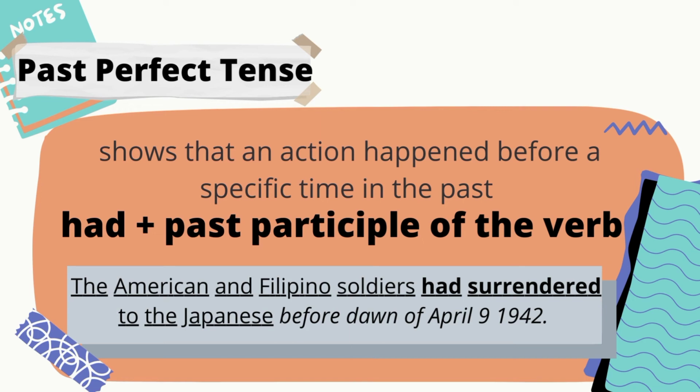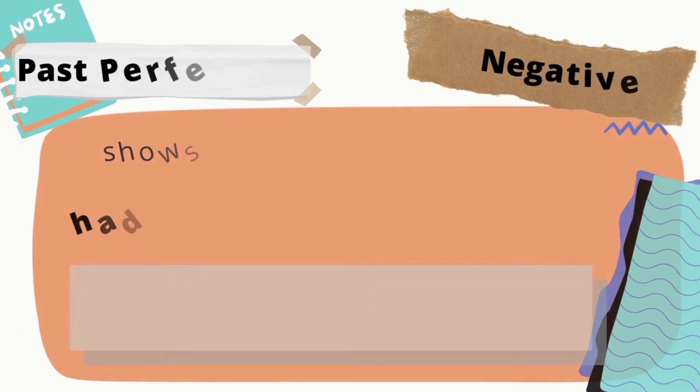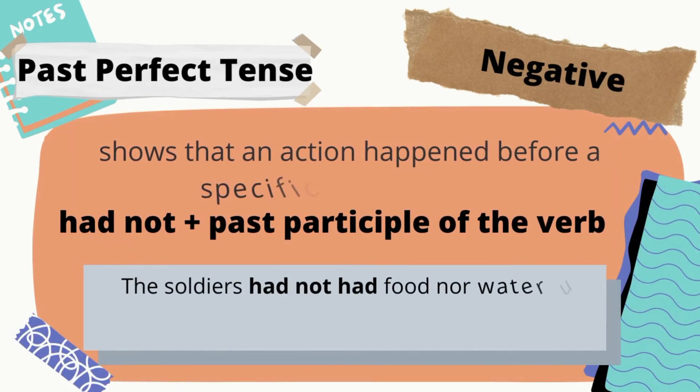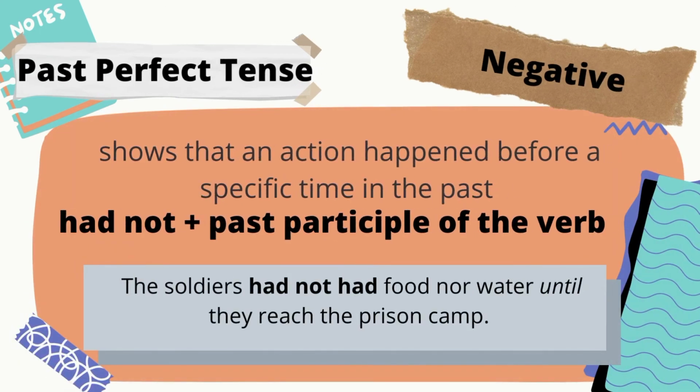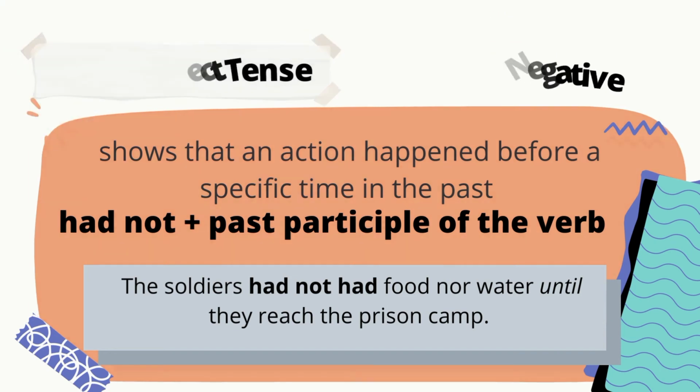The past perfect tense may also be used in negative sentences. The formula for past perfect negative is had not plus the past participle of the verb. For example, the soldiers had not had food nor water until they reached the prison camp. The verb had not had is the negative form: had not plus the past participle of have, which is had. The time signal used in the sentence is until.